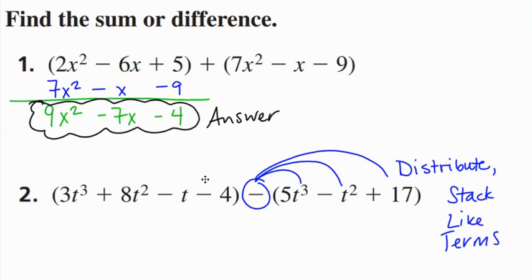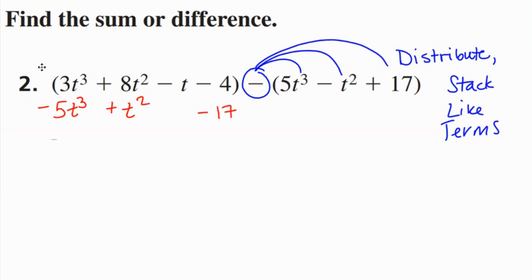In the next problem, we need to distribute this minus symbol to each term in the second group. A group is inside of these parentheses. And then again, we're going to stack like terms. So we have 3t cubed minus 5t cubed, 8t squared plus t squared. Over in this second set, there is no t term, so I don't have anything under the t term, right? And then I have negative 4 minus 17.